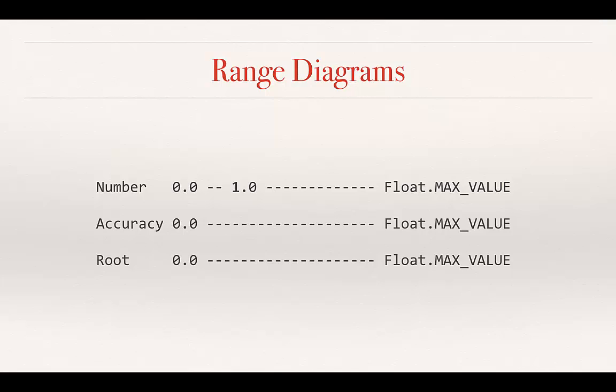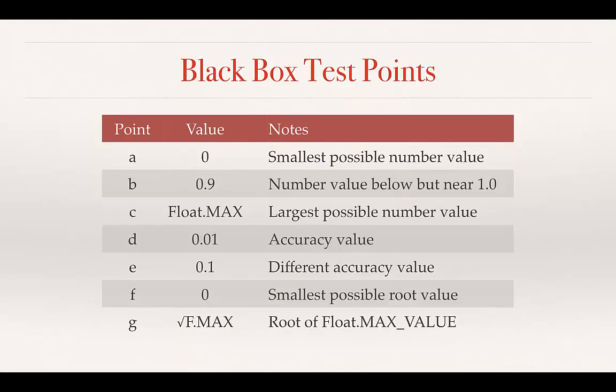Okay, let's pick a few test points. Notice that these test points tend to be around the boundary values. The next slide gives a rationale for choosing each of these points. The first 3 points, A through C, are for n, the number that we want the square root of. The next 2 points, D and E, are for accuracy, and the last 2 points, F and G, are for the results. Points A through C are points that are near the boundary points in the range diagram for n.